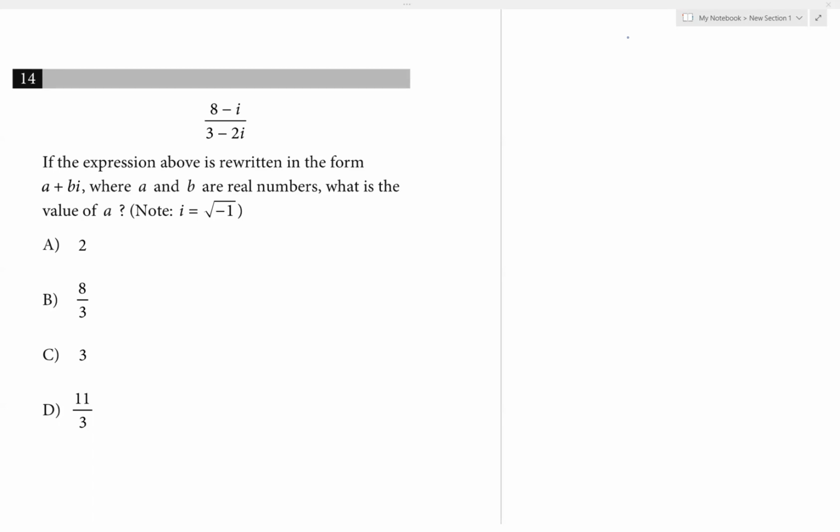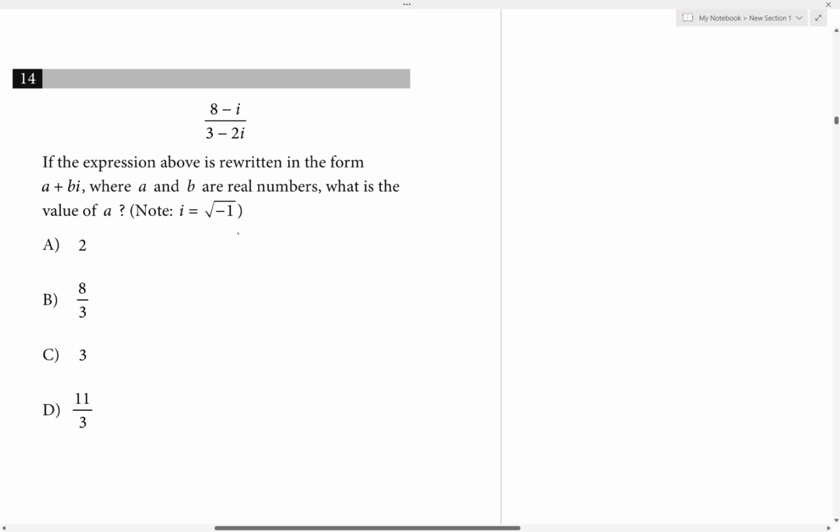Okay, so what we have here is called a complex fraction. A complex number on the top and the bottom. There's a real number, and then there's the i, that's an imaginary number. We know i is, by definition, the square root of negative 1. We can't have a negative under a square root, so it's not a real number, we call it imaginary.